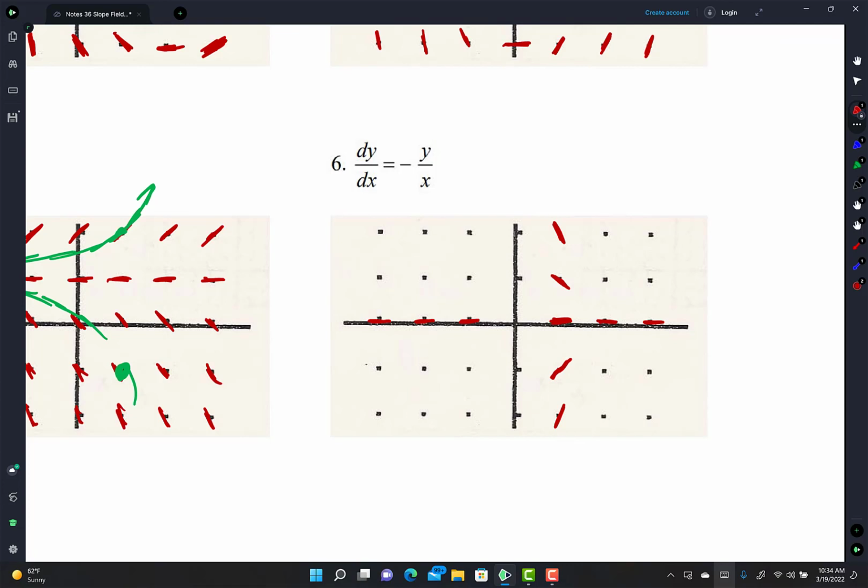Now I'm going to go to x equals 2. 2, 1, -2. 2, 2, -1. 2, -1, -2, -1. All right, 3, 1: -1/3, so not quite flat, but it's still negative, you can tell. Right? 3, 2: -2/3.